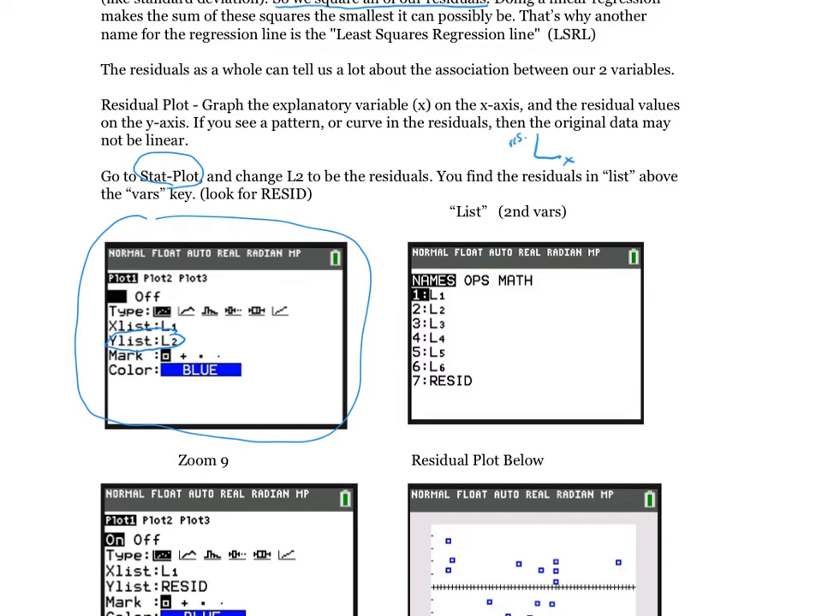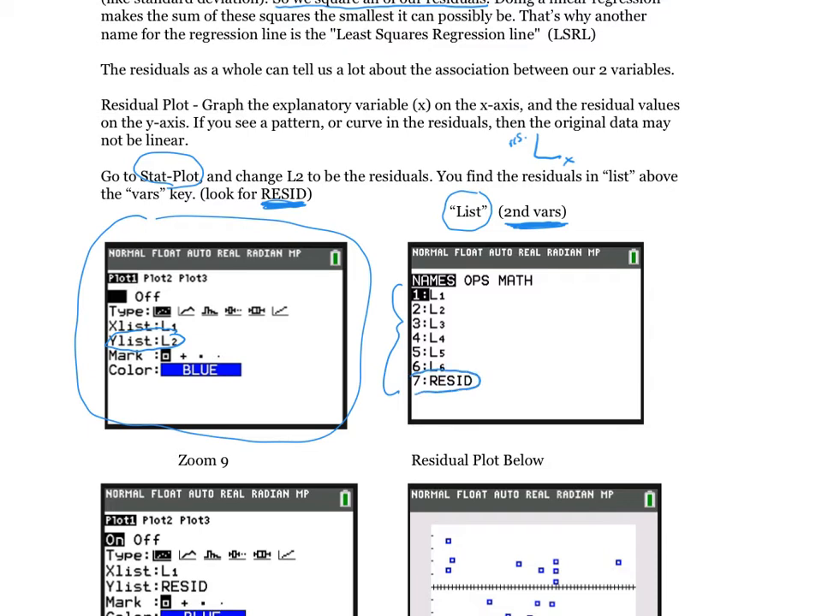So the calculator, when you do a linear regression, it stores the residuals in this variable called resid. Okay, but that does not happen until you've done the linear regression. So that has to happen first. So to replace that L2, you'd go to the list function, which is above the variables key. And the way to get that is to hit second variables. And under names, you'll see the screen right here, you'll see all the lists are there. And then any variables that your calculator has used over the years will be listed here.